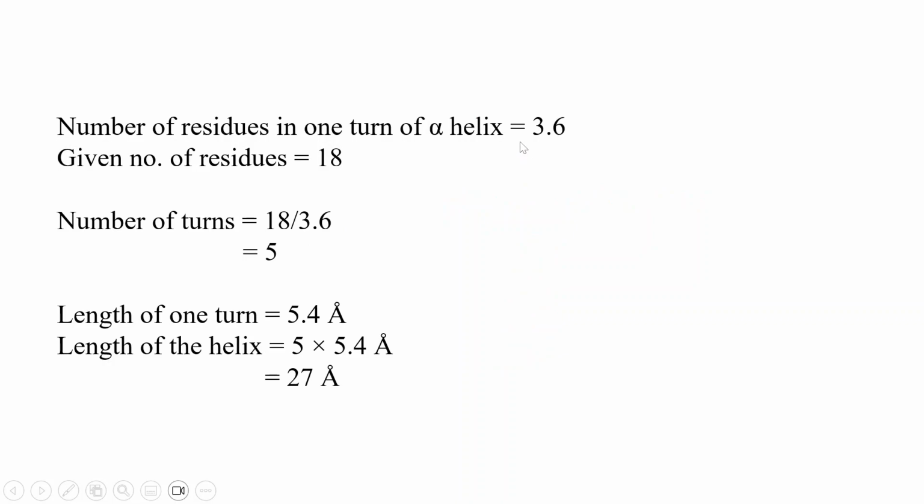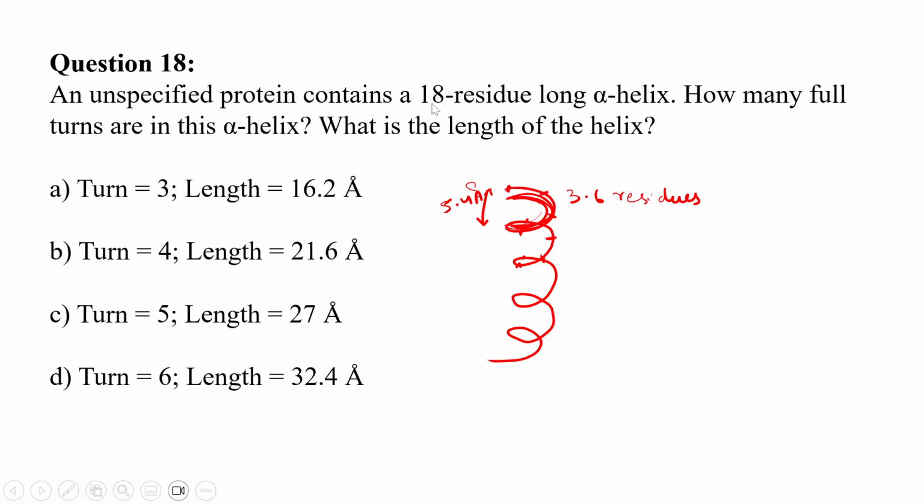Okay, so how many total residues do we have? We have 18 residues given in the question. So 3.6 residues are making one turn. The next 3.6 will make the second turn, so that will make 7.2. Then again 3.6 will make the third turn. Like that, when you keep on going, you will see how many turns will make an 18 residue long alpha helix.